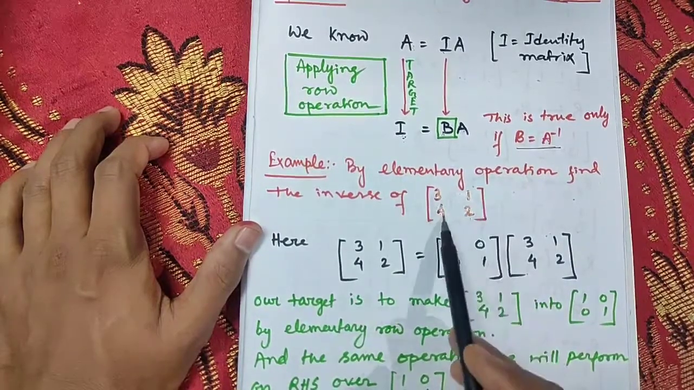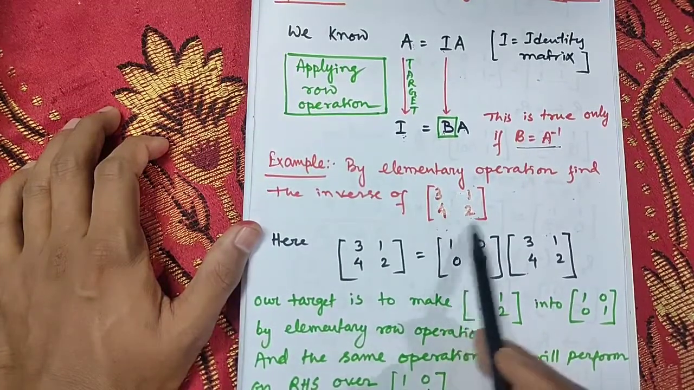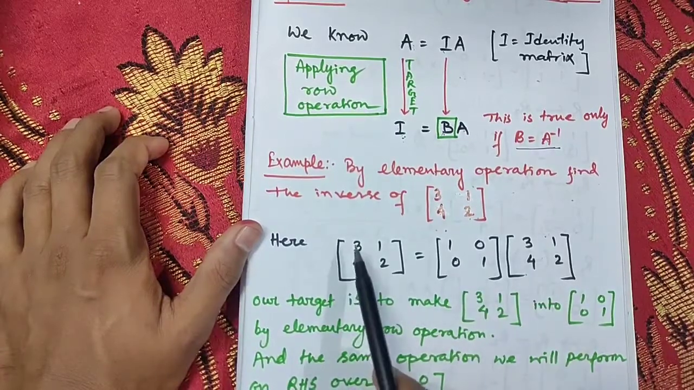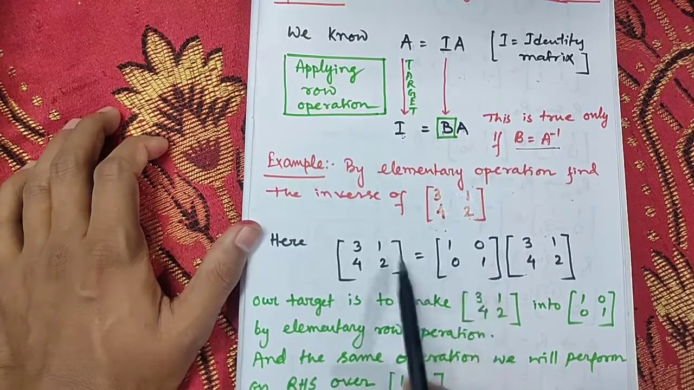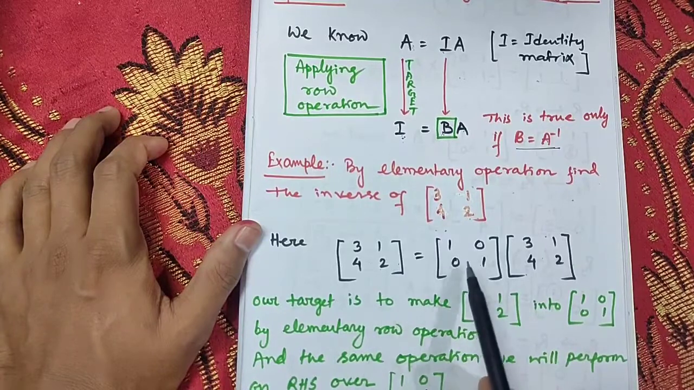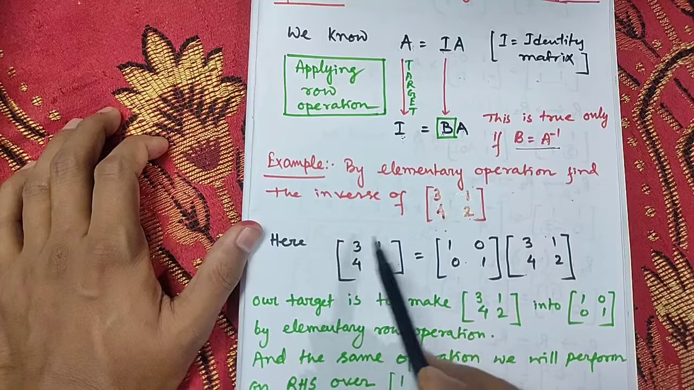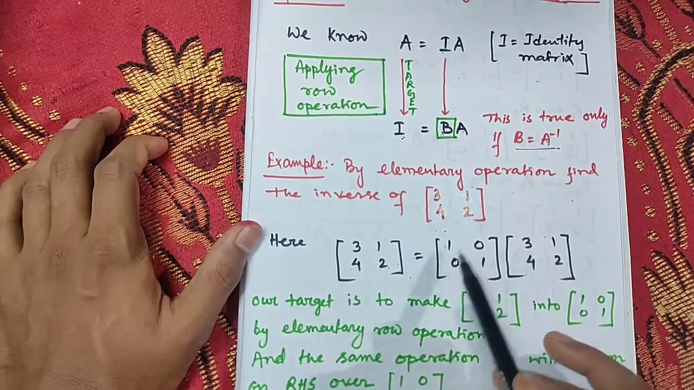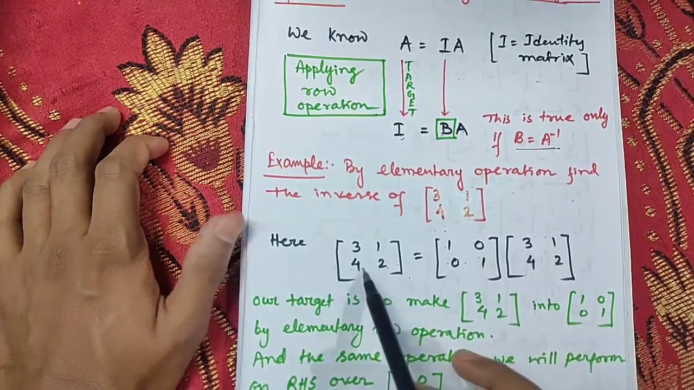3, 1, 4, 2. That means we can write, suppose this is A matrix. So A equals I into A we can write. 3, 1, 4, 2 equals I, I means 1, 0, 0, 1. Whatever order is given in the question, the same order identity matrix you have to take here. So 3, 1, 4, 2 is order 2 by 2. That's why I have taken 1, 0, 0, 1. Here also order 2 by 2. So A matrix I have written like this.